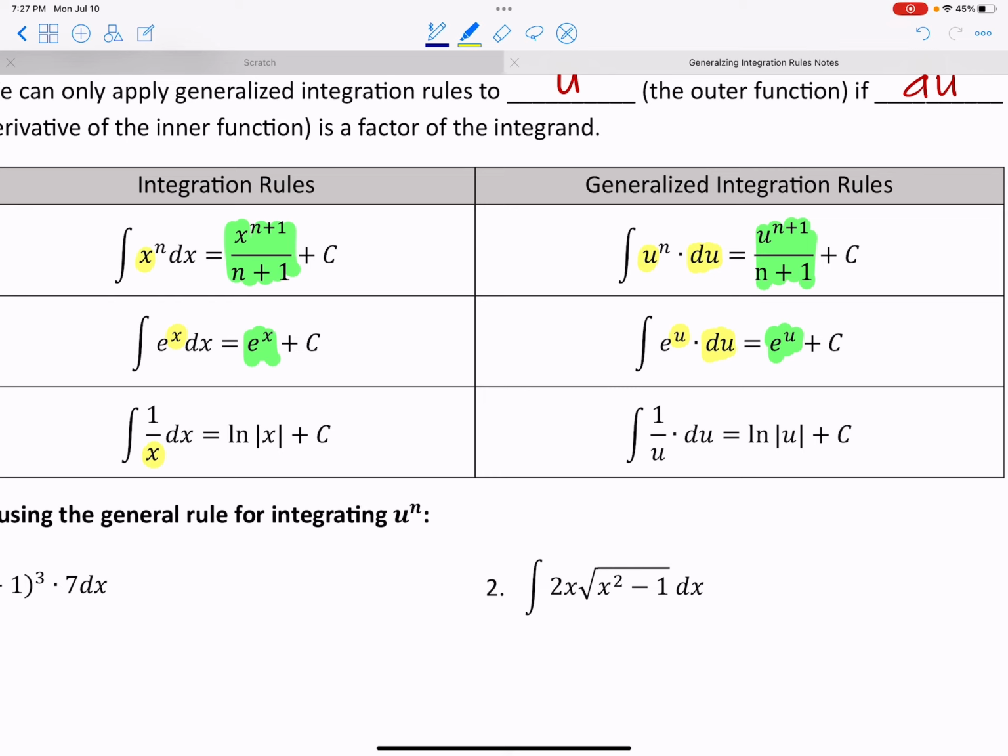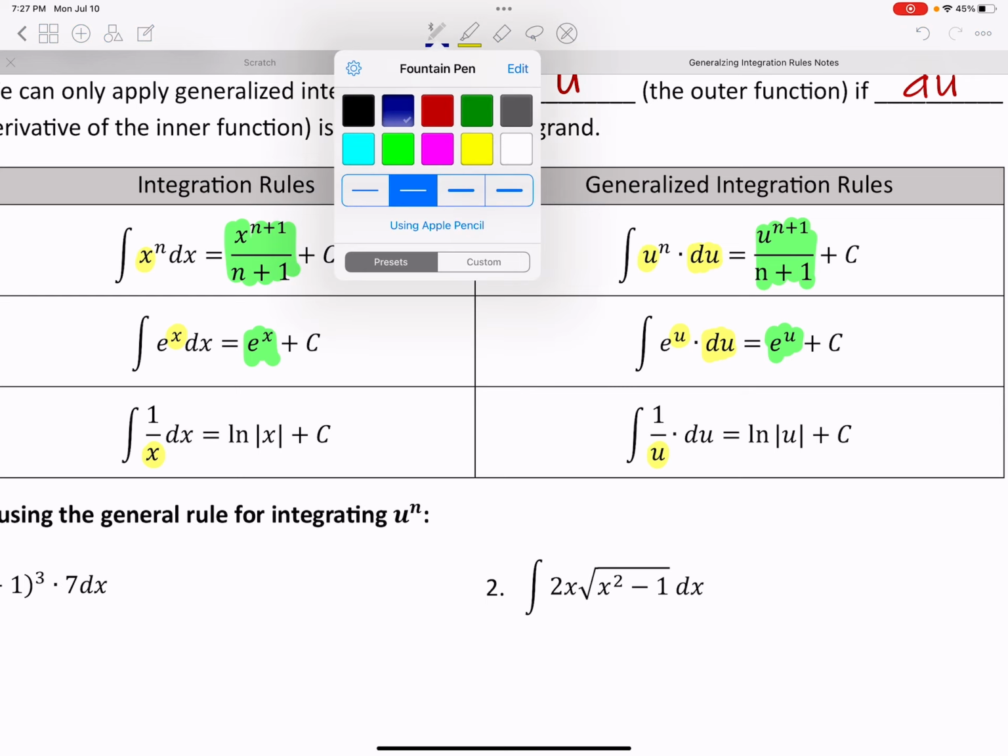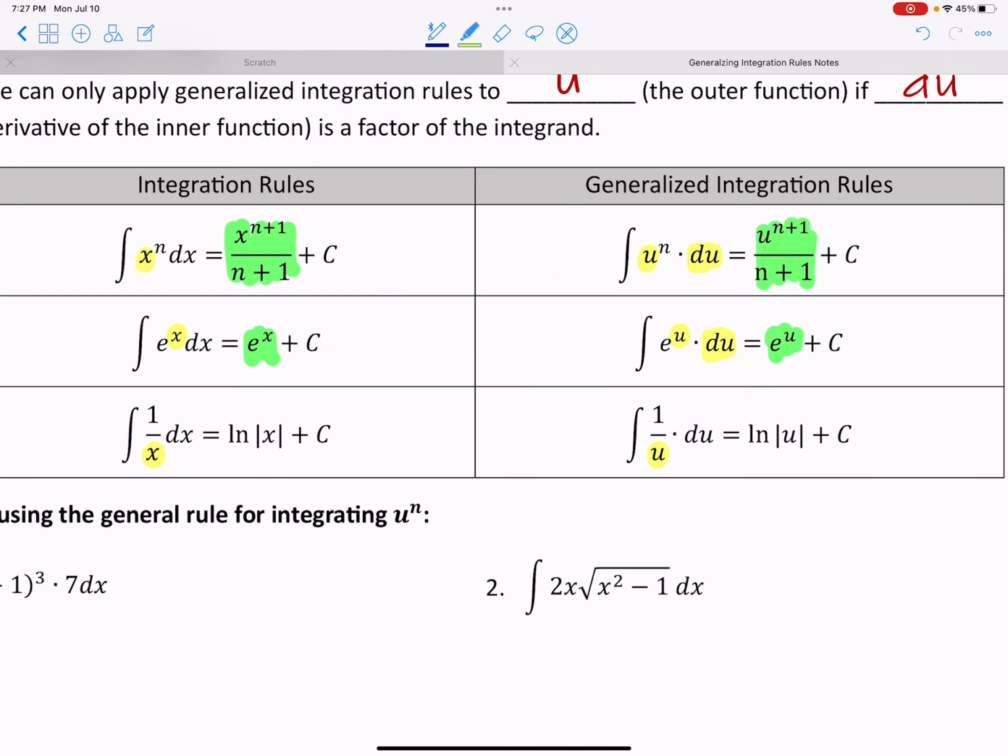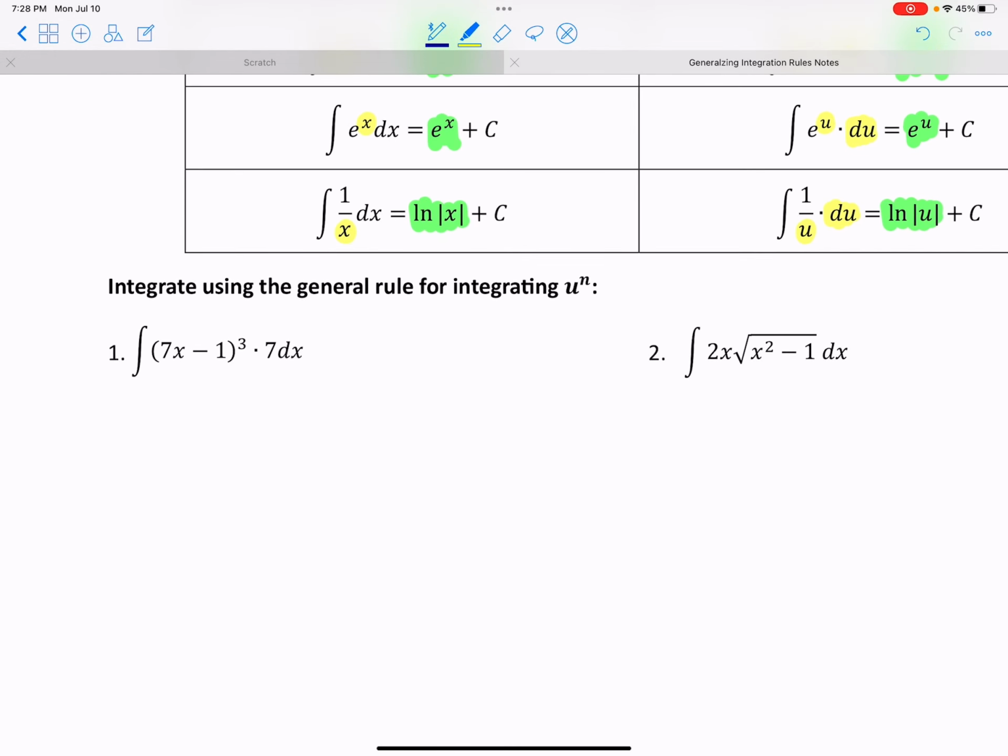So if it's 1 over u, it becomes the natural log of u. Okay? Again, same exact rule. If 1 over x is natural log of x, 1 over u is natural log of u. But we can only apply that rule if the derivative of u is a factor of that integrand. So, 3 rules we've talked about before, just replacing x with a u, and applying the rule if and only if the derivative of u is a factor of the integrand, if it's multiplied by the function. Okay?